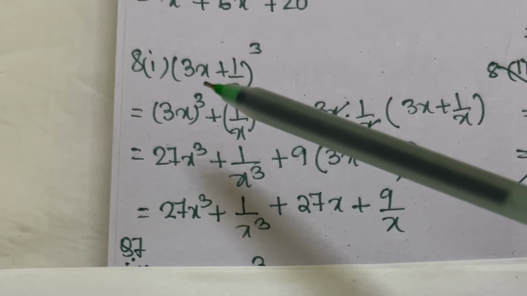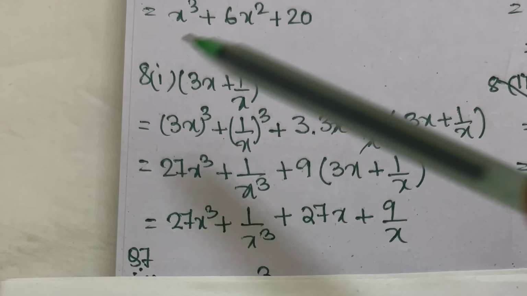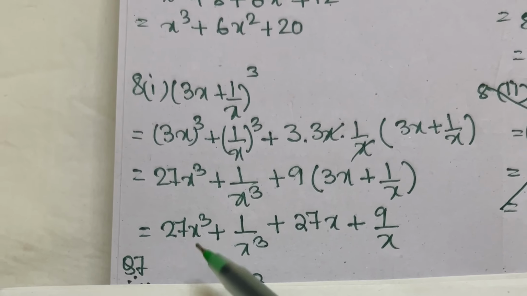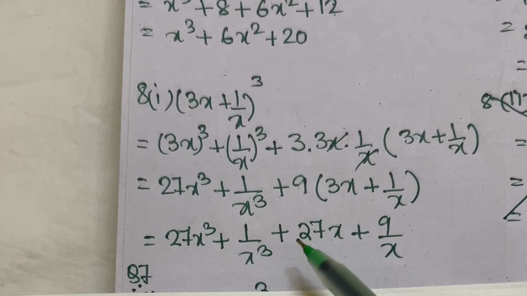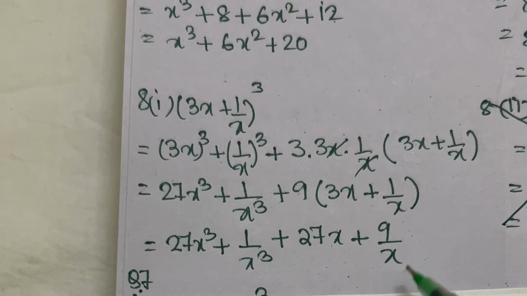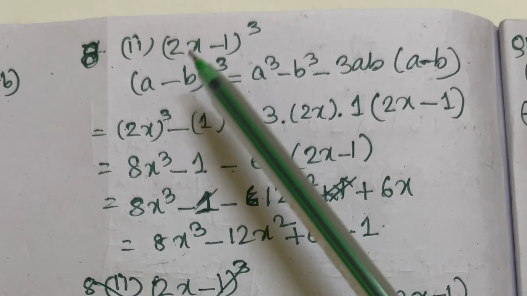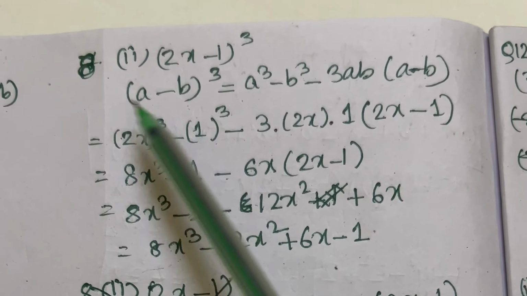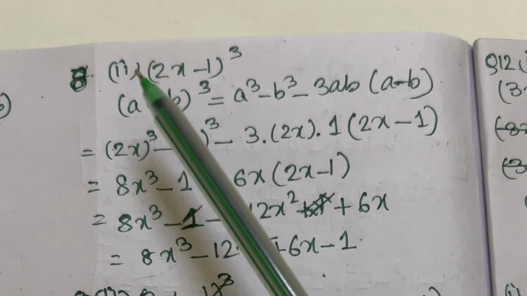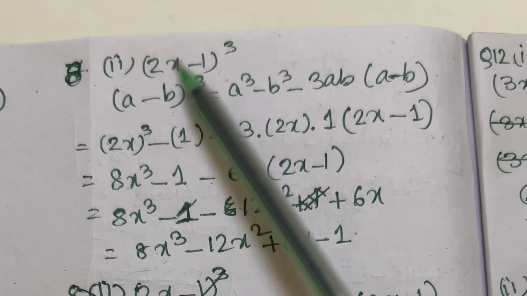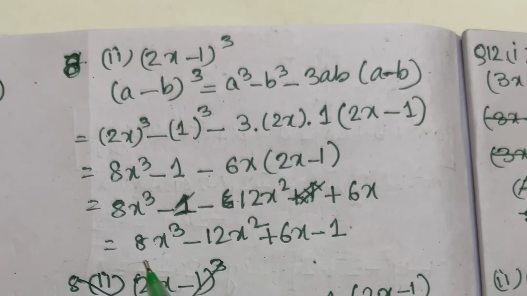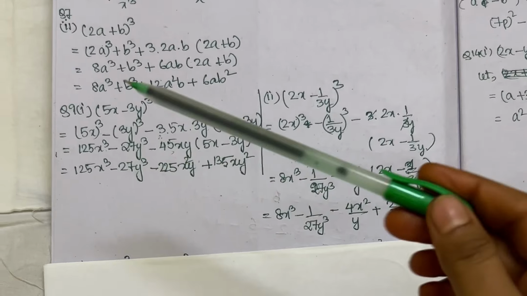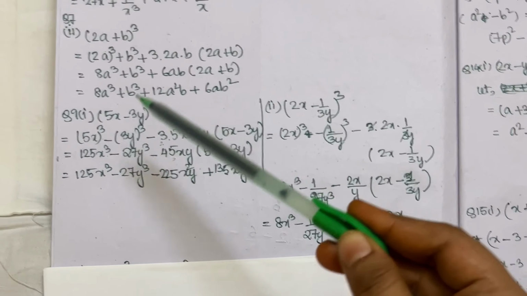Sum number 8, again 3x plus 1 by x whole cube, this is also a plus b whole cube format, simplifying it according to the formula and getting 27x cube plus 1 by x cube plus 27x plus 9 by x. 8 part 2, that is 2x minus 1 whole cube, this is a minus b whole cube format, putting the formula here, then substituting, and we get 8x cube minus 12x square plus 6x minus 1.